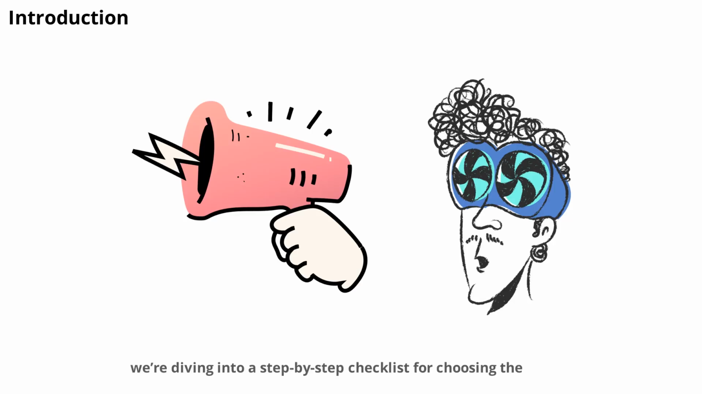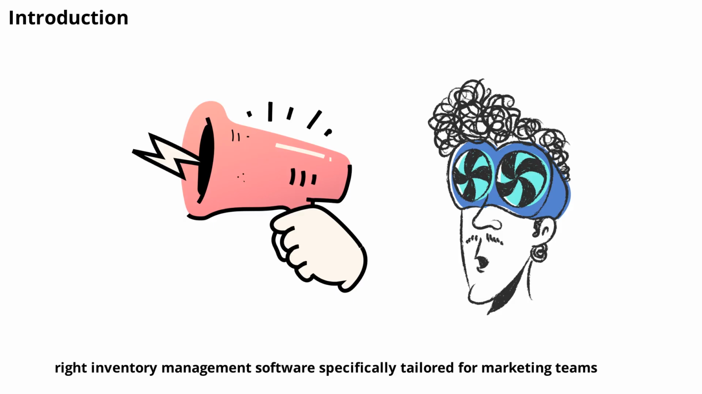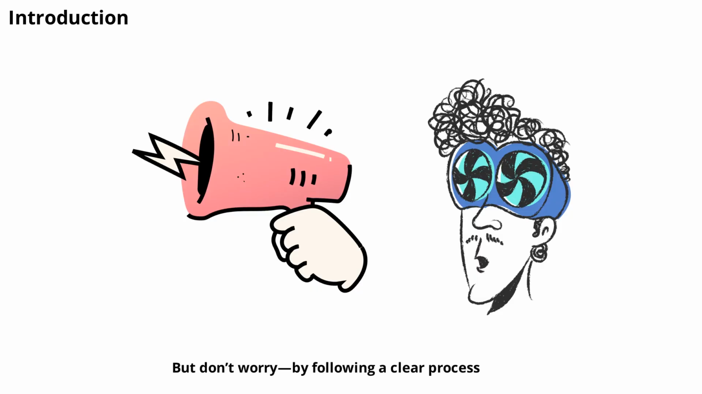Welcome! In today's video, we're diving into a step-by-step checklist for choosing the right inventory management software specifically tailored for marketing teams. With so many options out there, it's easy to feel overwhelmed. But don't worry, by following a clear process, you'll be able to identify the best solution for your team's unique needs. Whether you're managing promotional materials, branded merchandise, or digital assets, the right software can streamline your workflow and boost your marketing impact. Let's get started by understanding why inventory management matters for marketing teams.